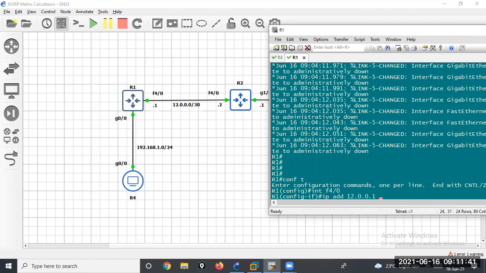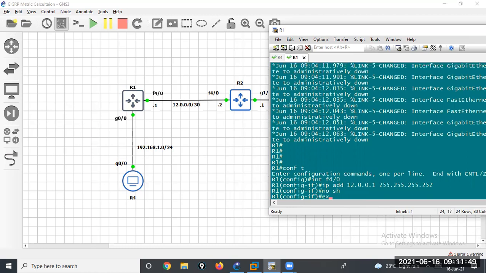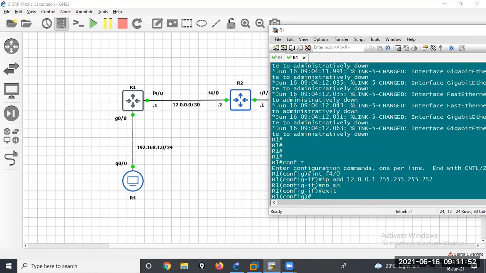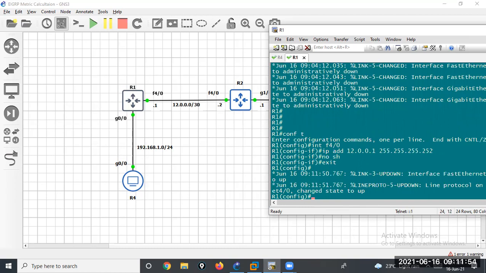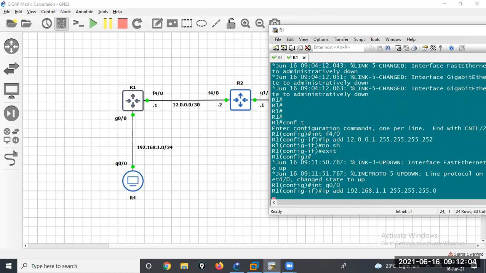Interface FastEthernet 0/0, IP address is 12.0.0.1. The mask is /30. /30 means the mask is 255.255.255.252. No shutdown. Exit. Again, interface G0/0, IP address 192.168.1.1. Mask is 255.255.255.0. No shutdown.